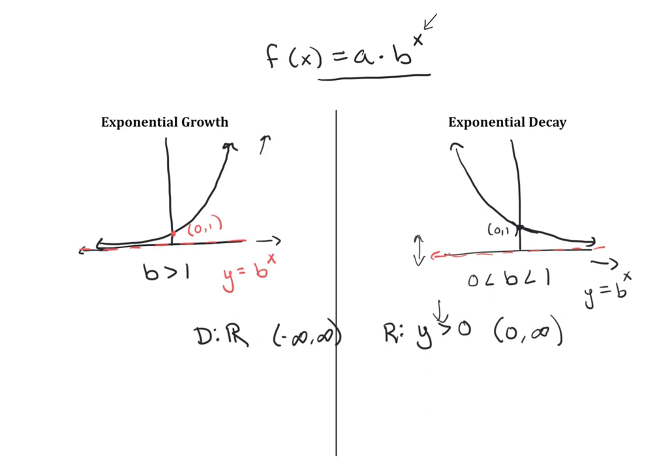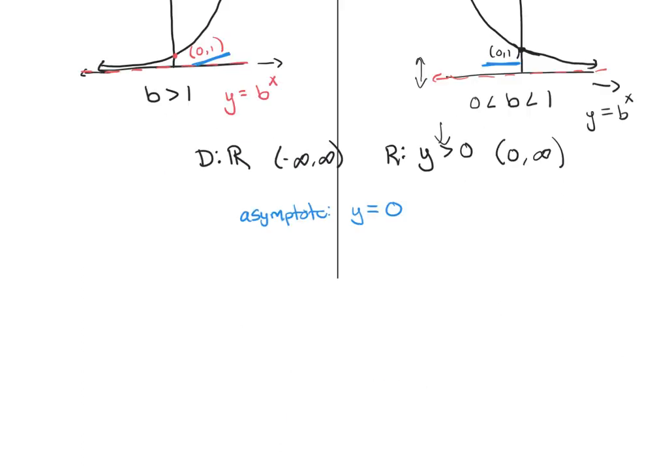And then x and y intercepts. So here's the y-intercept on both of these. Exponential functions will always have a y-intercept. They sometimes, and sometimes do not, have x-intercepts. So in this case, there is no x-intercept because of the asymptote. And then the asymptote, remember to write the asymptote. It is the horizontal line at y equals 0.